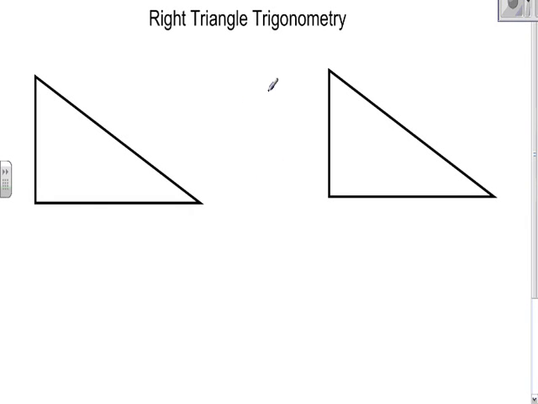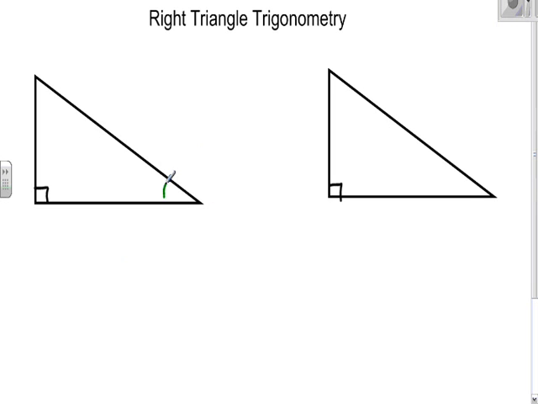Let's talk about right triangle trigonometry. This is basically related to the fact that with a right triangle, if you know another angle, any right triangle with that same angle will be similar. All of those would be similar if they have the same angle. So what trigonometry has done is a couple different ratios related to these right triangles.